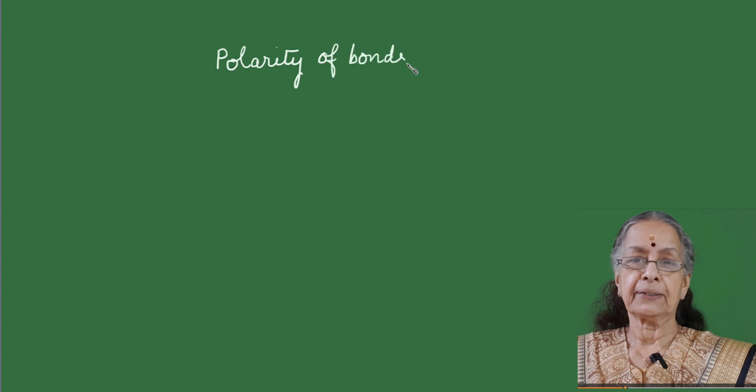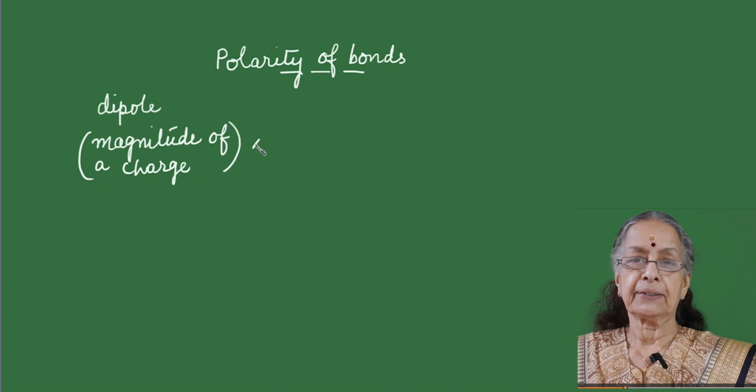Polarity means charge separation. You know that when two charges are separated by a short distance, we call that a dipole. A dipole is best known by a quantity dipole moment, that is magnitude of one charge multiplied by distance between the two charges. Let us take it as 2a. That quantity is called dipole moment. It gives us an idea of polarity, that is how much the charge separation is.